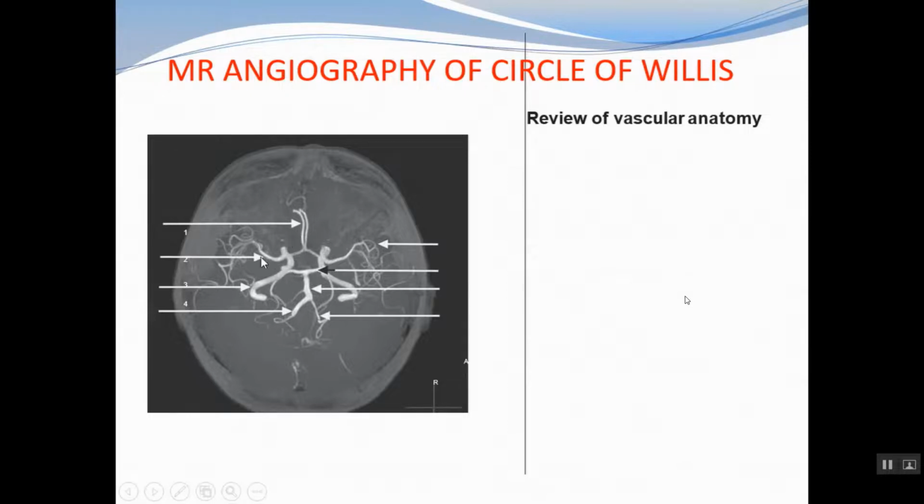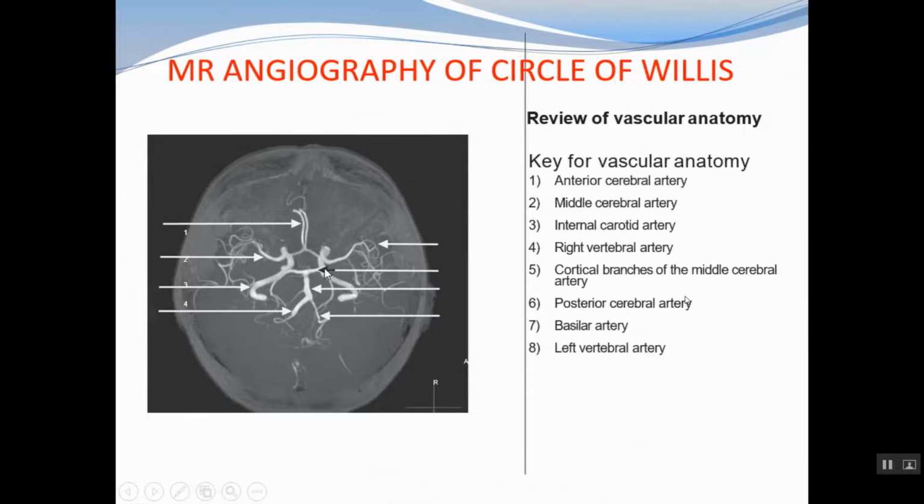Here is the anterior cerebral artery, here is the middle cerebral artery, here is the vertebral artery, here is the internal carotid artery, this is the vertebral artery, and this is the anterior inferior cerebellar artery, and this is the basilar artery. Here you see the cortical branches of the middle cerebral artery, and this is posterior cerebral artery, this is the basilar artery, this is the left vertebral artery, and this is the right vertebral artery. This is the circle of Willis. We used the MR machine to visualize the circle of Willis without use of contrast.